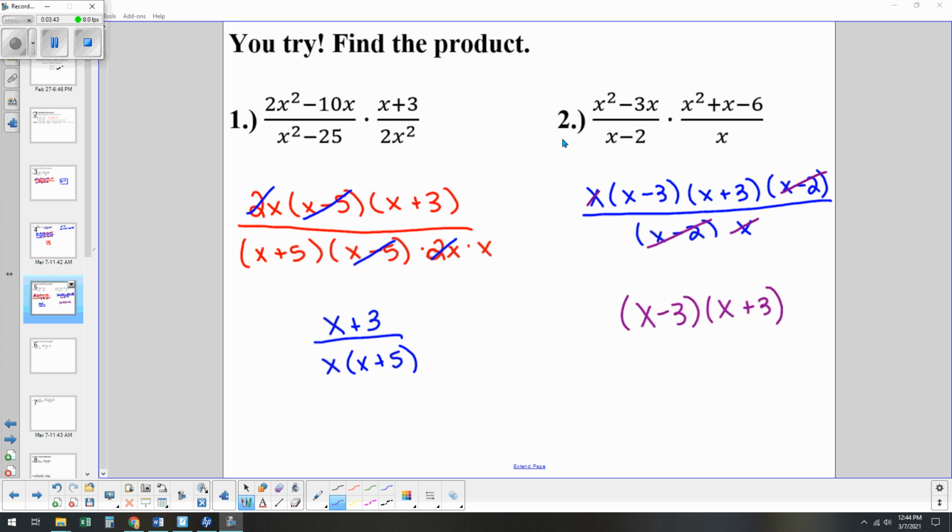So for number 2, I started with a GCF of x, took that out, was left with x minus 3. This factored to x plus 3, x minus 2, and on the bottom, nothing factored, so I just wrote them as two different parts. So then the x minus 2 canceled, and the x is canceled. So I was left with x minus 3 times x plus 3. Again, I'm not going to multiply this out. I'm going to keep it as its individual factors. I'm not going to write x squared minus 9.